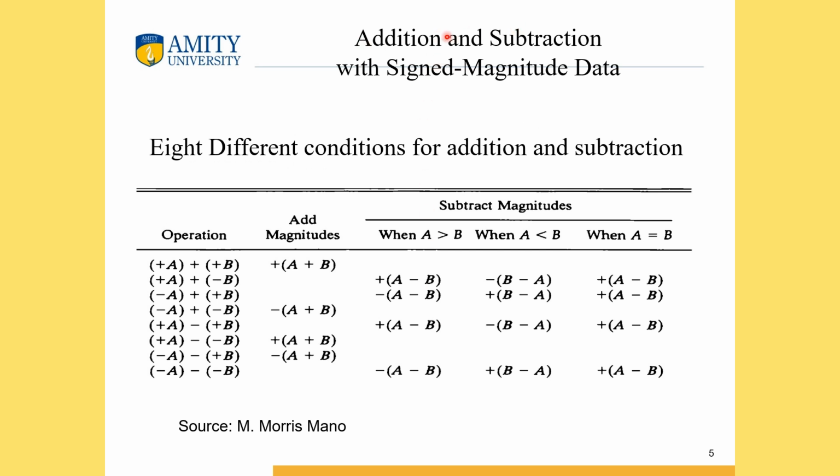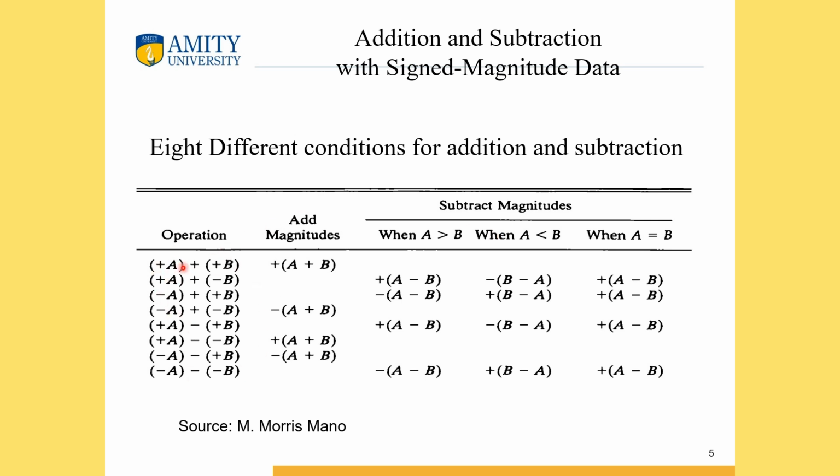Whenever we are doing addition and subtraction with signed magnitude data, there are 8 different conditions. We have A and B. They're either being added or subtracted. In the first case we have A and B both positive, then A positive but B negative, A negative B positive, then A negative B negative. Same way for subtraction: both positive, B negative, A negative, and both negative. You don't need to learn the table mostly. This is basically based on logic.